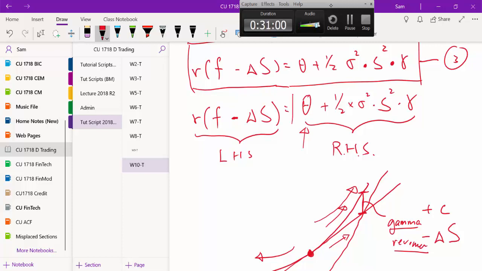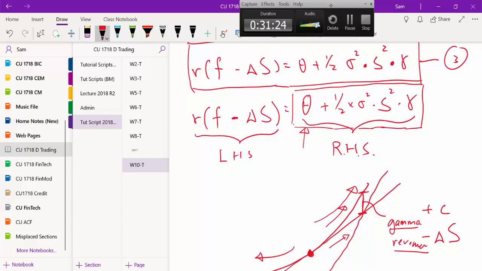So what is that now saying? It is saying that if sigma can perfectly predict the market movements, then the gamma revenue that you earn would be offset by the theta. Okay.